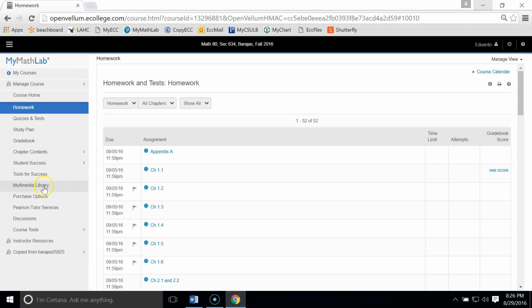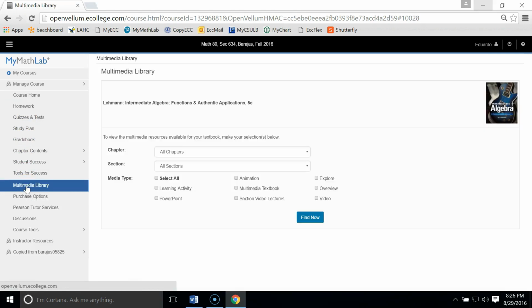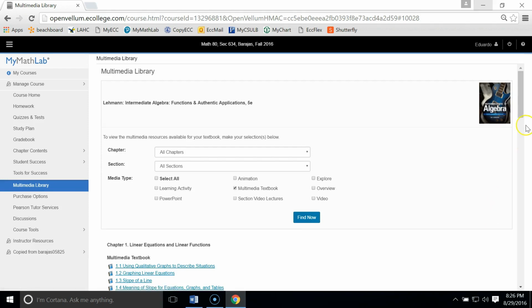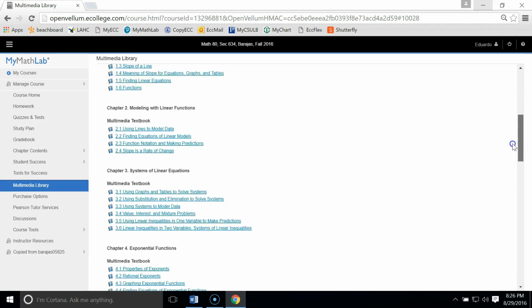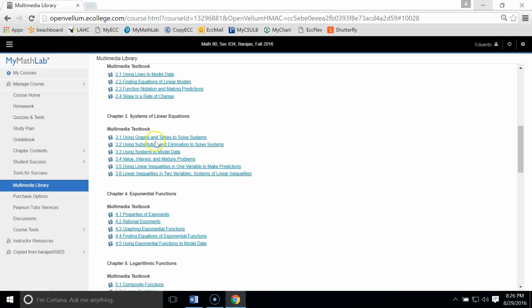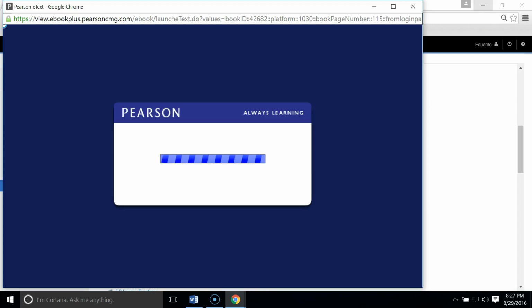And then the other thing I wanted to show you today is where the book is. So homework's there, quizzes are there, and then if you go down here to Multimedia Library, this is like a little search engine for everything that's on here. One of the things you can search for is the multimedia textbook. So click that, click Find Now, and then all the different sections of our book will appear there. You can click on any one of them. It doesn't really matter. A little window will pop up with your electronic copy of the book.